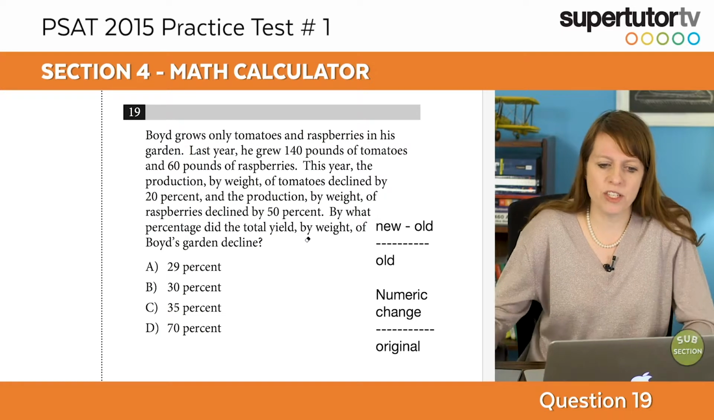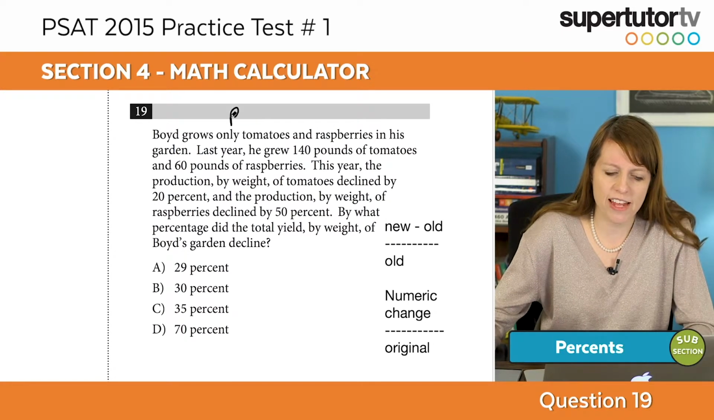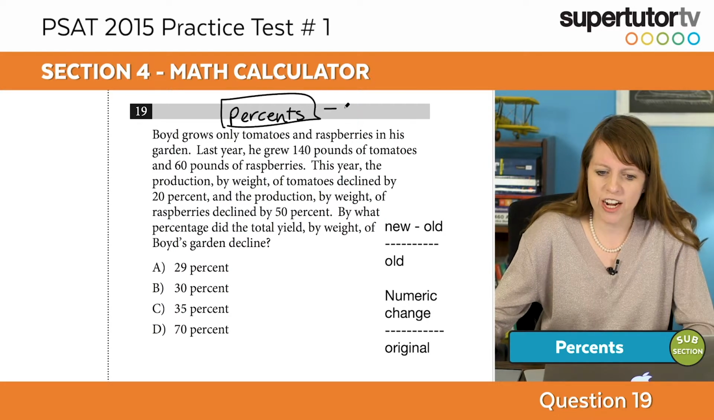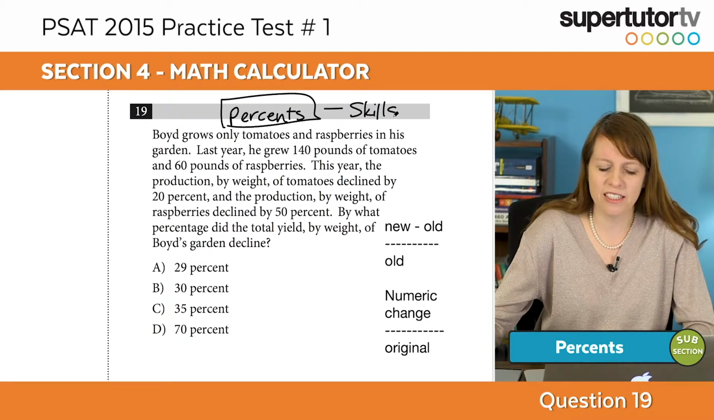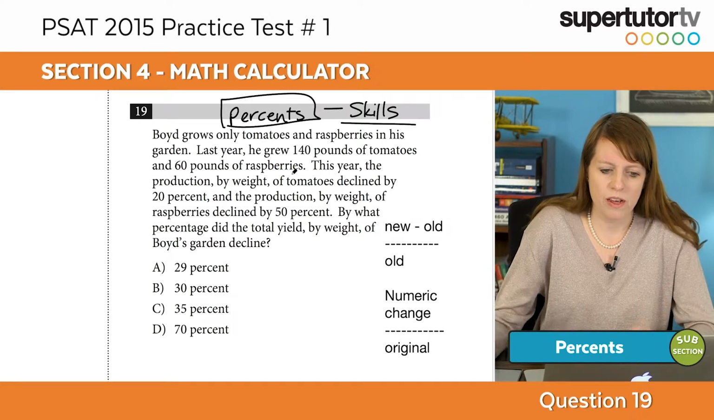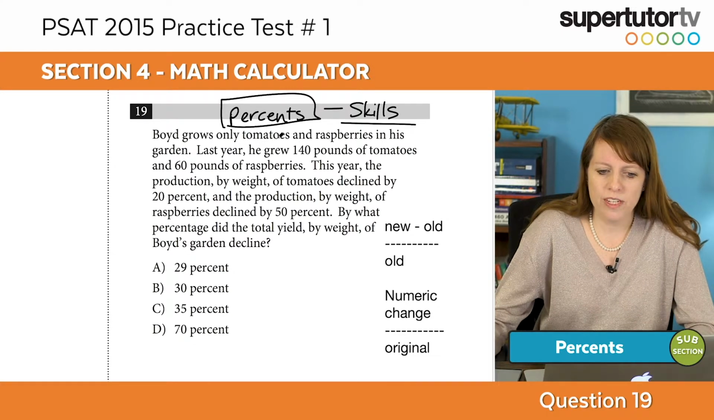So we know this is a percents problem. This is definitely in percents. We already have that skills video up and ready, so you guys can go check it out. It's pretty in-depth, so go check out percent skills if you missed this. You definitely want to practice those. We've got a good practice set with that too. Go check it out. Boyd grows only tomatoes and raspberries.